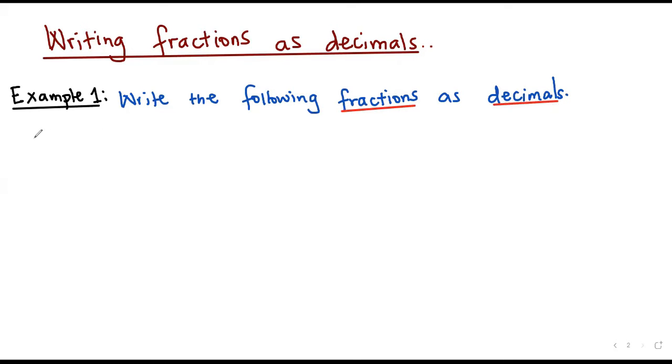A as 2 out of 5. Then we have B as 3 out of 4. Okay, now let's get our solution. So we have got 2 out of 5.